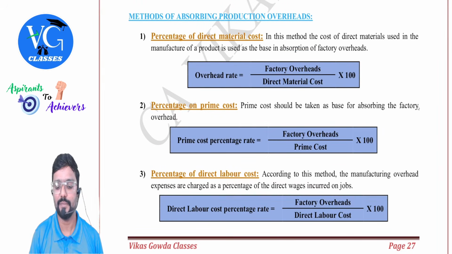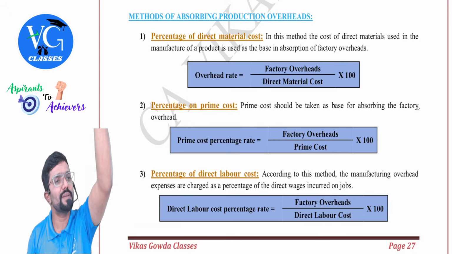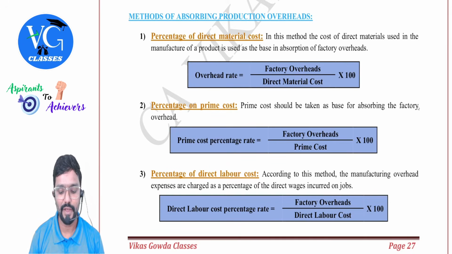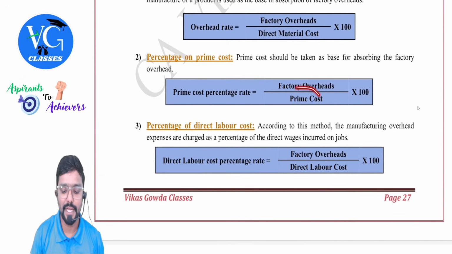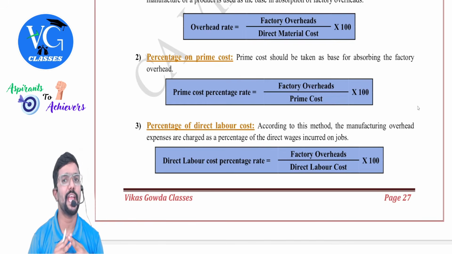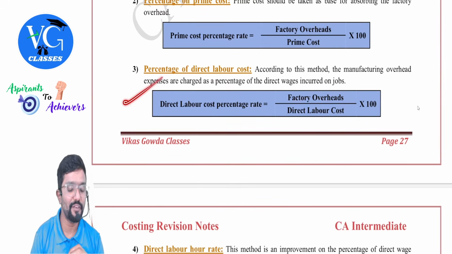Clear? So what does this 20% mean, sir? When I don't know the exact amount of factory overheads, whatever is my direct material cost, 20% of that is my estimated factory overhead. Same way, instead of direct material cost, I can take prime cost, which includes material, labor, and other direct expenses. Or else I can also take direct labor cost. This is what is preferably followed.